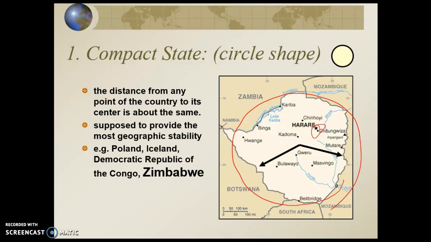And they typically make it easy to communicate and transport within. So some good examples of them are Poland, Iceland, the Democratic Republic of Congo, Zimbabwe. Of course, the size of it plays a role, but generally these states are pretty stable. But sometimes they do have issues related to access to resources or access to ocean borders and things like that, depending on their location. A lot of times we see compact states landlocked.